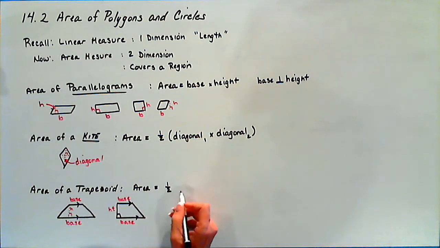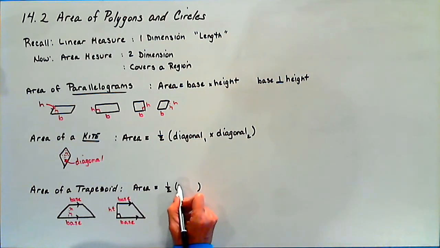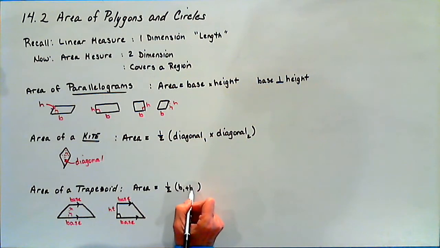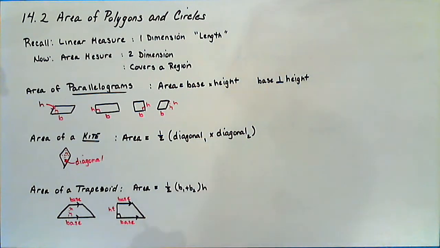So the area of a trapezoid is 1/2 the sum of the 2 bases times the height. And oftentimes you see it written the other way around. But we know multiplication is commutative, so it does not matter which way we write it.